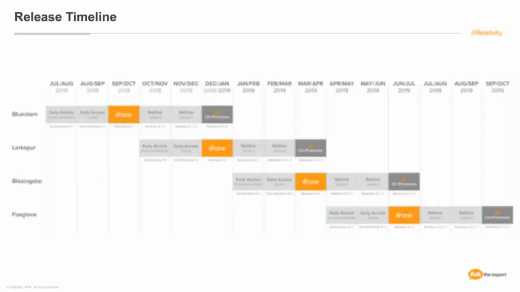Some of you might be wondering what exactly is Bluestem. Bluestem is our name for our new release that's coming up. It's actually Relativity 9.7. Bluestem is currently in preview, which is available to all of our RelativityOne customers. It will actually be in RelativityOne beginning at the end of September as well as October, depending on which geography you use to access RelativityOne. And then it will be available to our on-prem customers January 21st.